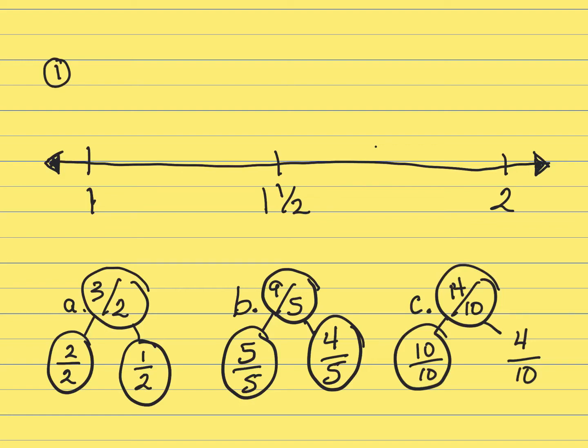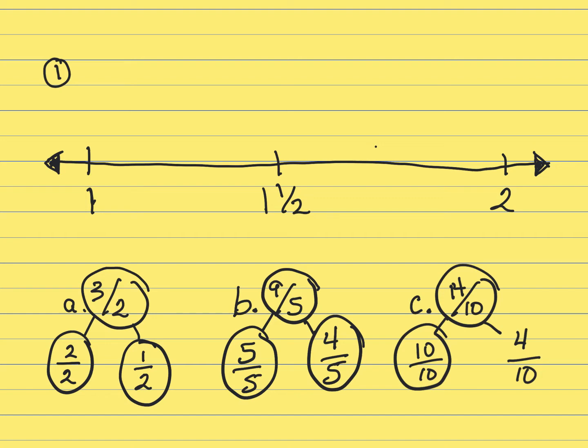Okay, so this is homework helper for lesson 13. And number one says, place the following fractions on the number line given. So I've drawn a number line and I've written out the three fractions, A, B, and C. And then I'm doing some number bonds to help me understand what I'm doing.